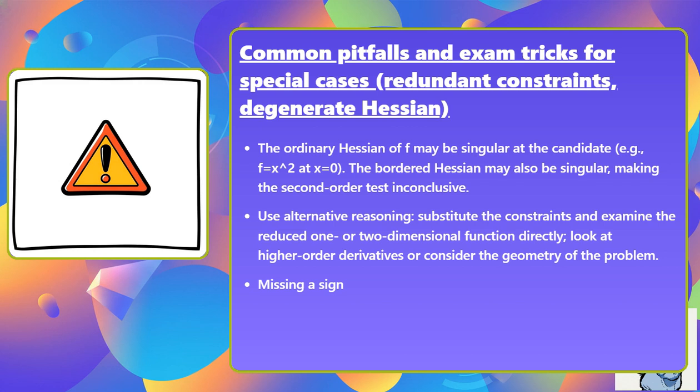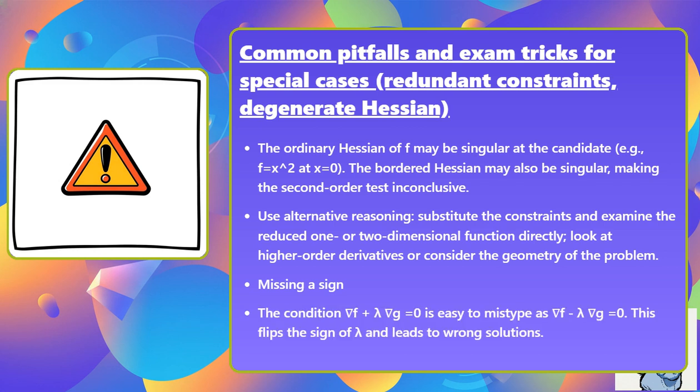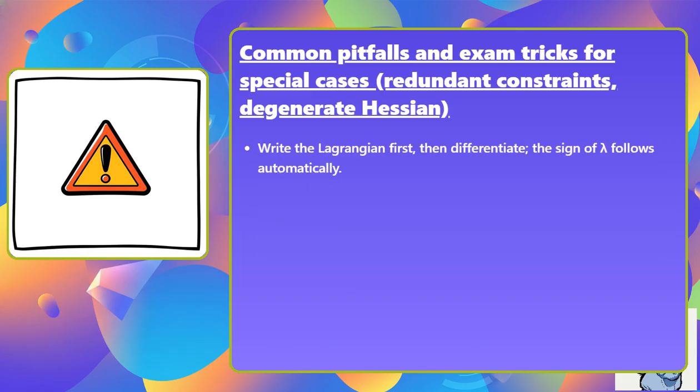Missing a sign. The condition gradient f plus lambda gradient g equals 0 is easy to mistype as gradient f minus lambda gradient g equals 0. This flips the sign of lambda and leads to wrong solutions. Write the Lagrangian first, then differentiate. The sign of lambda follows automatically.